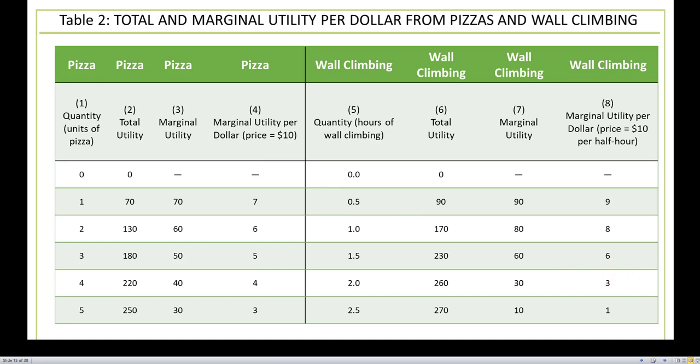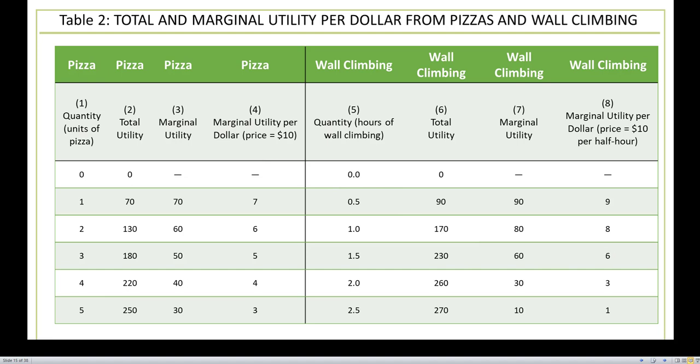So in this case right here, we have used up all of your income, and that's exactly how you're going to be maximizing your utility, and also how you find your optimum consumption bundle. It tells you that your optimum consumption bundle is where you're going to buy 2 units of pizza and 3 units, or 1.5 hours, of wall climbing.